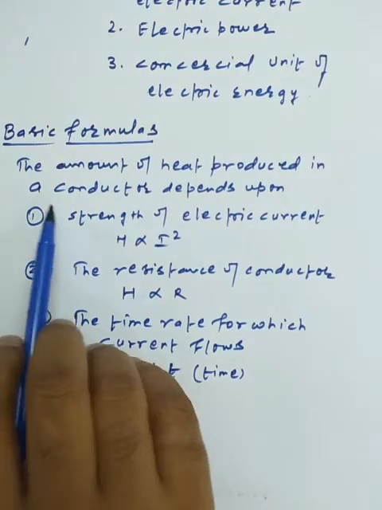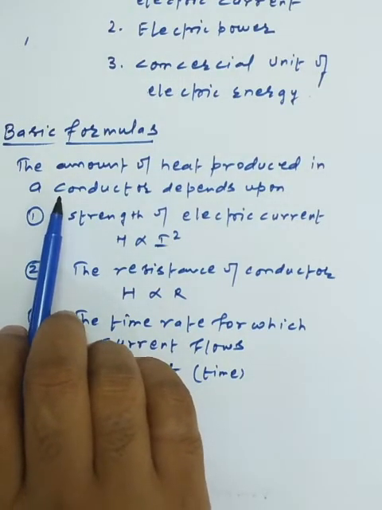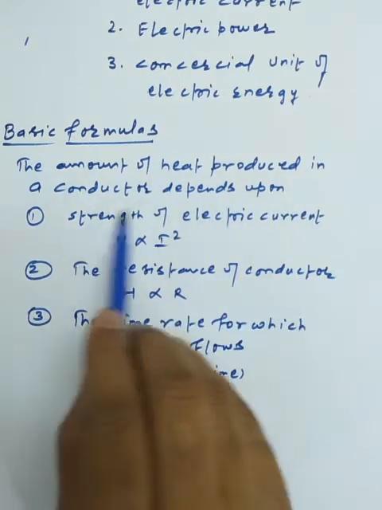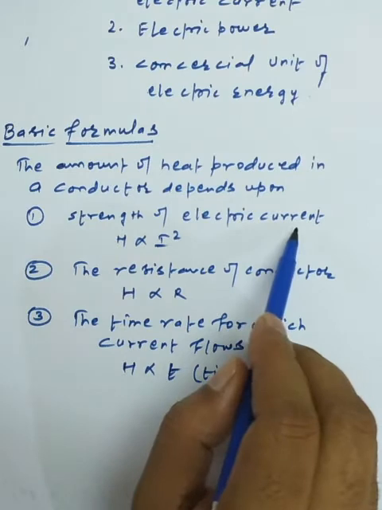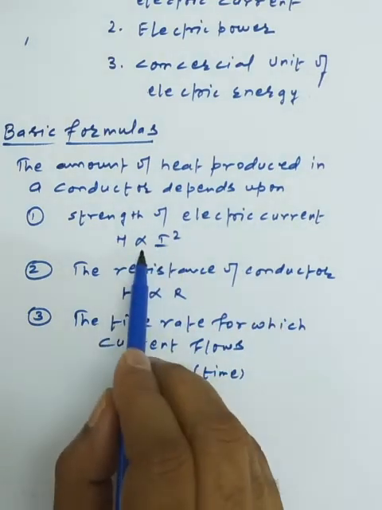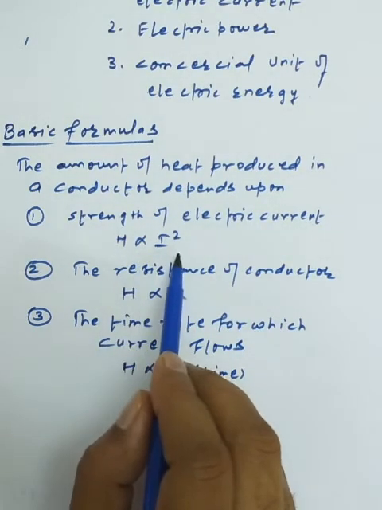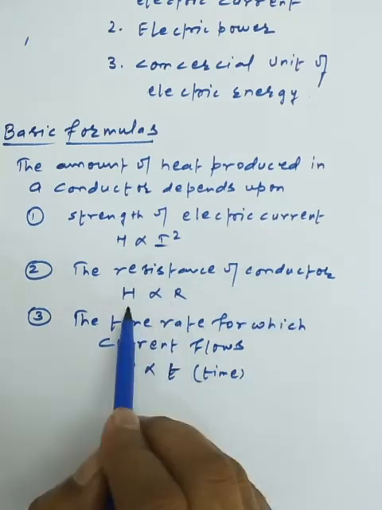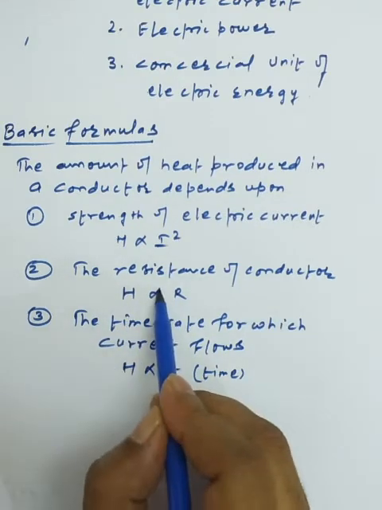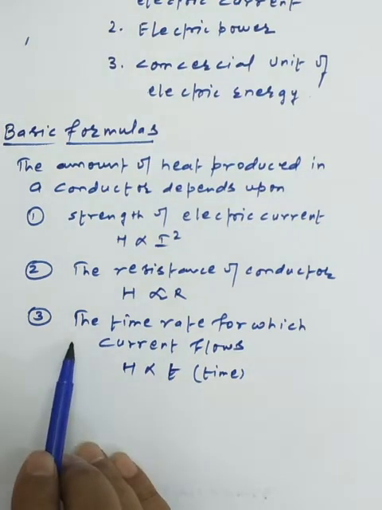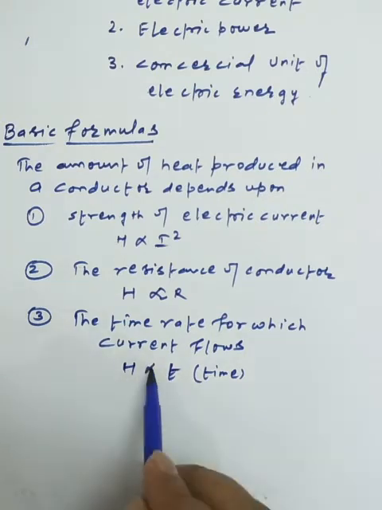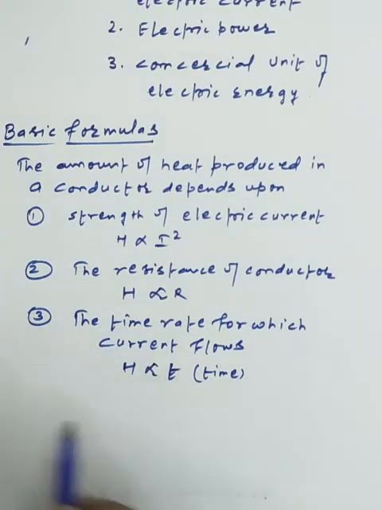So we have the basic formulas, and we know the amount of heat produced in a conductor depends upon the following factors. First factor is the strength of the electric current, so H is directly proportional to the square of the current. Now the resistance of a conductor: H is directly proportional to the resistance. Now the time for which the current flows: H is directly proportional to the time. Now we are combining all the terms in a single formula.